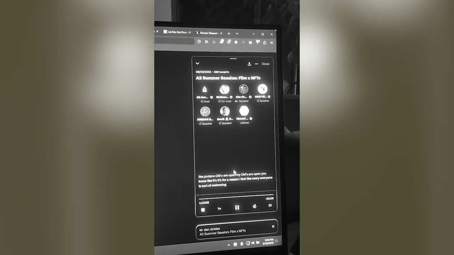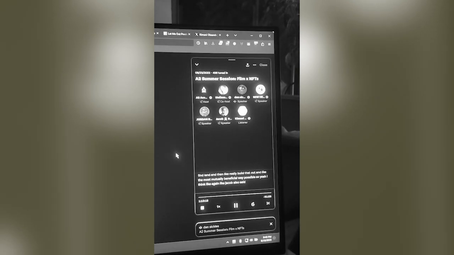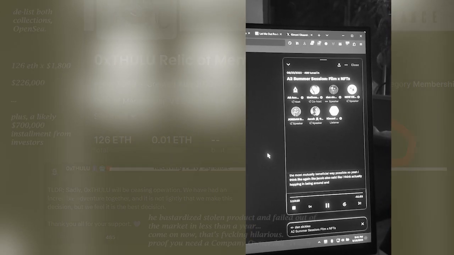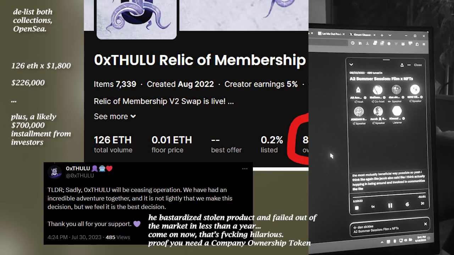No one knows what the fuck they're doing here. I feel like everyone is sort of swimming together, just trying to find land and then really build that out in the most mutually beneficial way possible. So yeah, like Jacob also said, I think actually hopping in, being around and involved in communities, making it apparent that you're actually here to stay, not here to really sort of extract and leave.